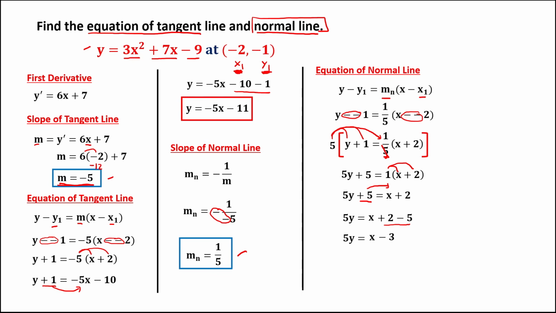Then to solve for y, we need to divide every term by 5. So divide by 5, divide by 5, divide by 5. We have now y equals positive 1 over 5 x, minus 3 over 5. So this is now the equation of the normal line.